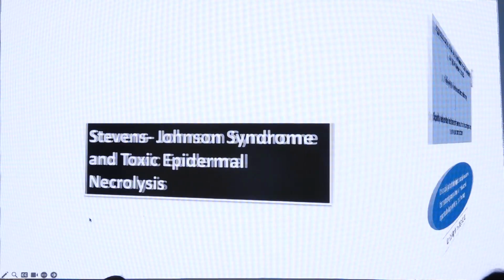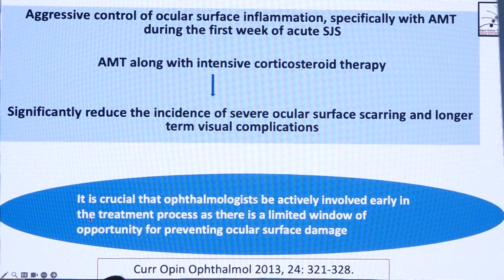Now another use of amniotic membrane in acute conditions is Stevens-Johnson syndrome. And aggressive control of ocular surface inflammation, especially with AMT during the first week of acute Stevens-Johnson syndrome, is most important. And amniotic membrane transplantation along with intensive corticosteroid therapy is the mainstay of treatment. And that way it significantly reduces the incidence of severe ocular surface scarring and longer term visual complications.